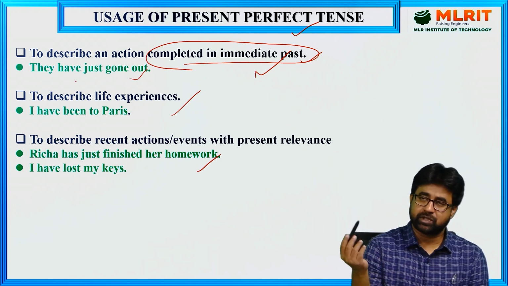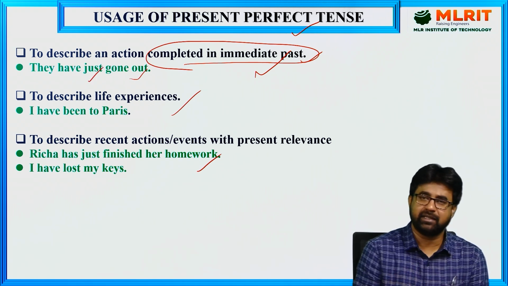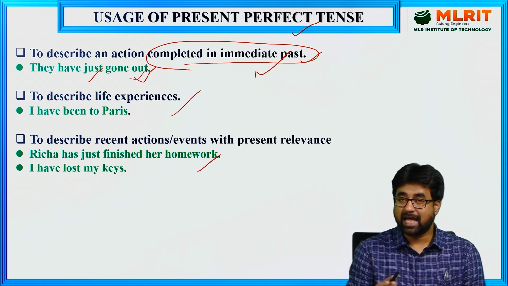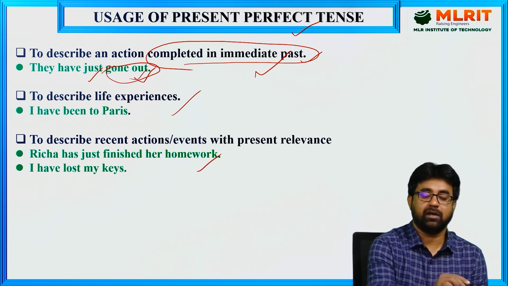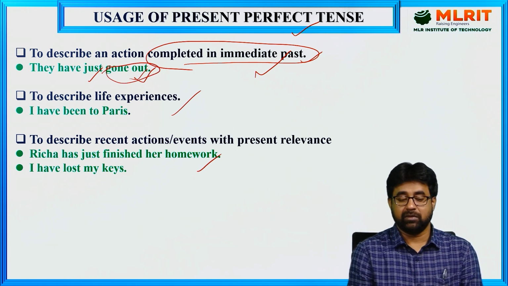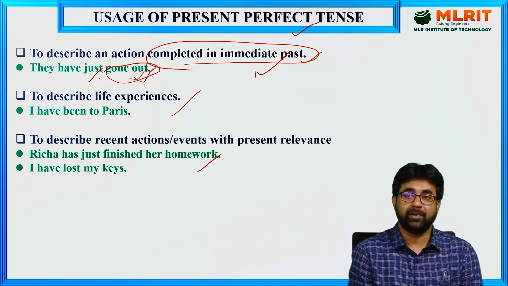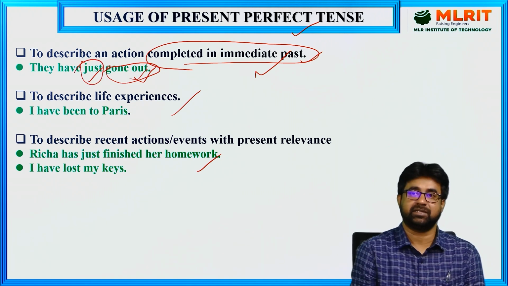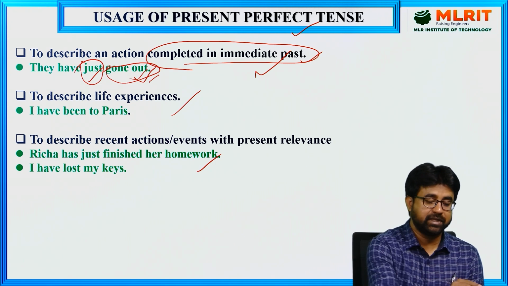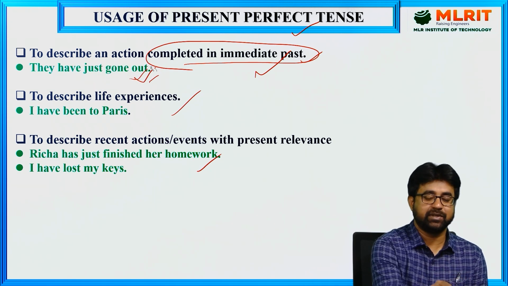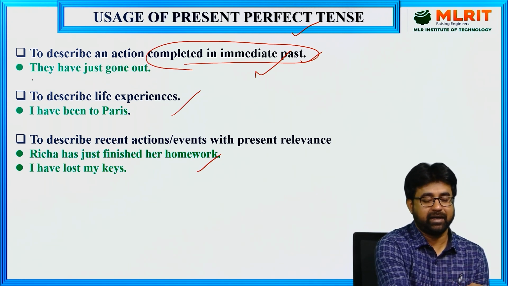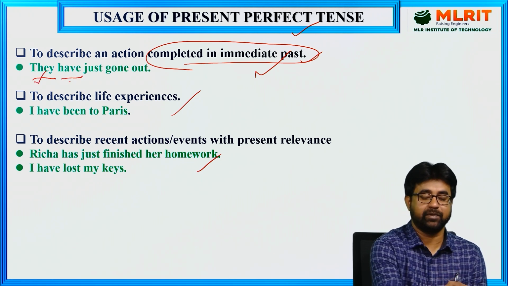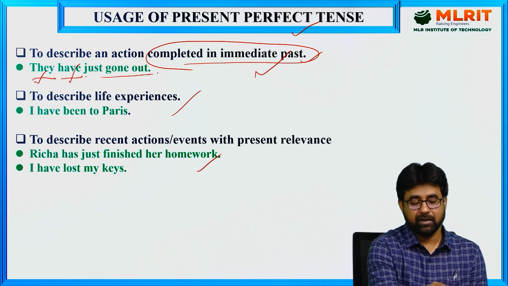You can see most of the time you will find the word just in these kinds of sentences. See here, they have just gone out. So you can see what is the action in this sentence? Gone out, right? Now, when did it happen? It just got over. How do you know that it just got over? Because of this word just. So in this case, which tense am I using? I am using, as you can see, present perfect tense. Subject, then has or have, because the subject is they, I am using have, and then gone out.